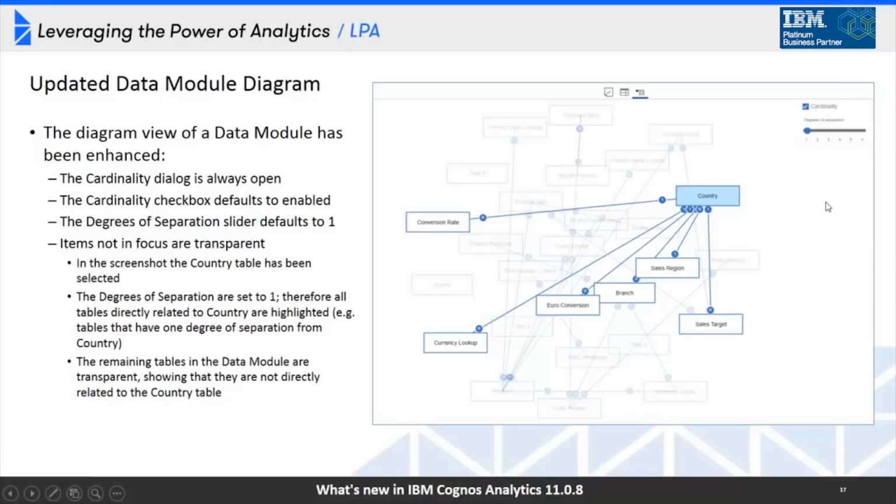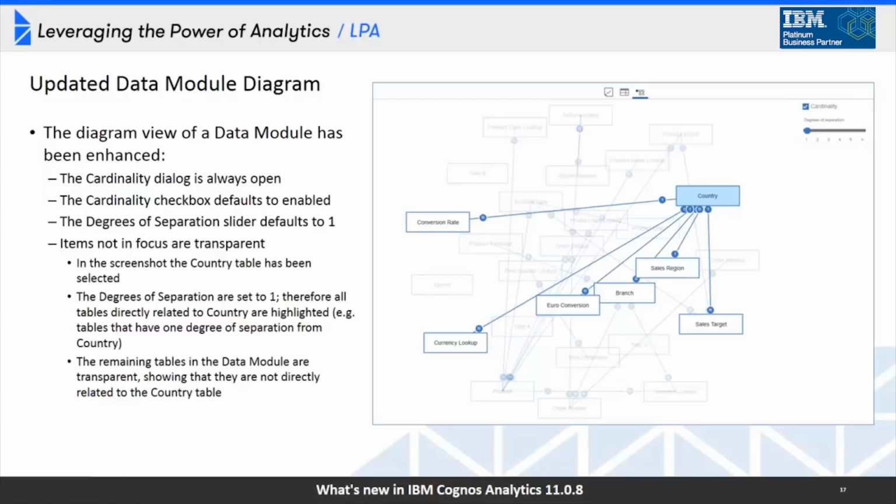Now with release 8, they are actually always showing you this dialog that allows you to enable cardinality and set degrees of separation. And the default has changed so that the cardinality is enabled and the degrees of separation are set to 1. Now, cardinality is this 1 to n circle. If cardinality is unchecked, what you'd see is the line, but you wouldn't see that the relationship is a one-to-many relationship between country and conversion rate. You can turn that off if you wish. By default, it's now on.